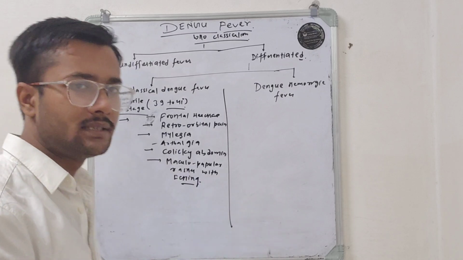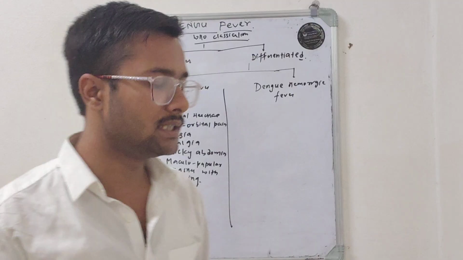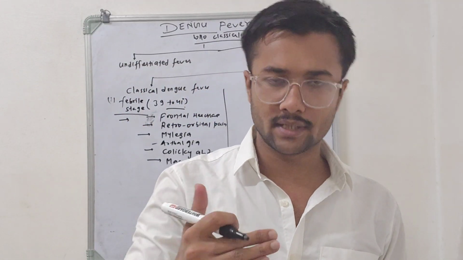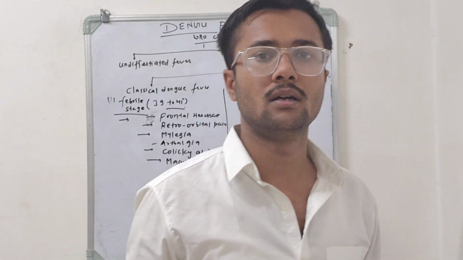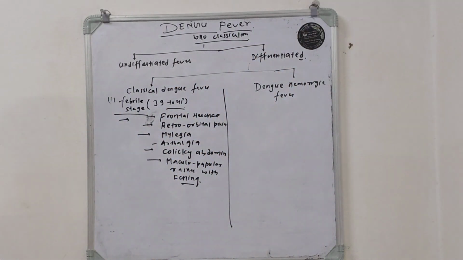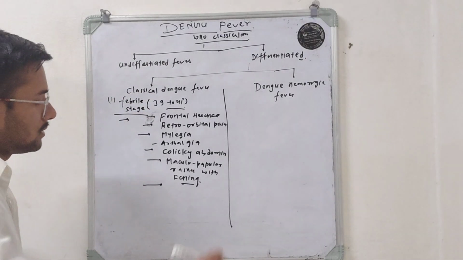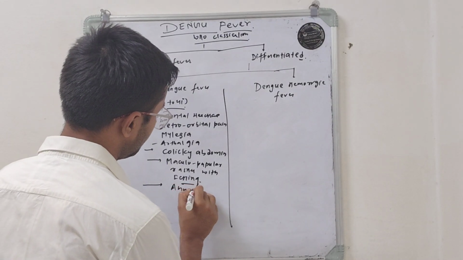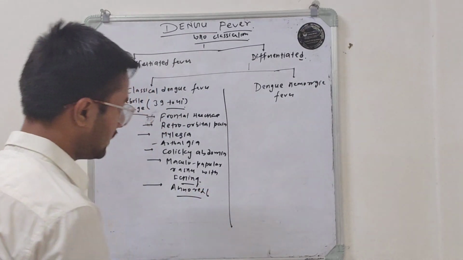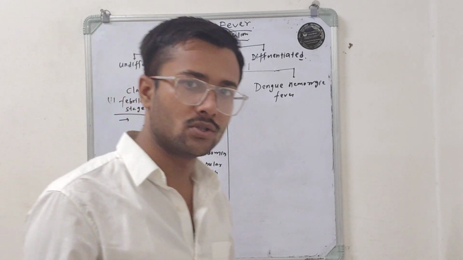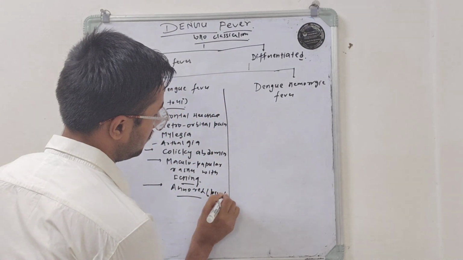In some patients the itching is seen in the earlier stages, while in some patients the itching is seen in the recovery phase. So itching is common in both the earlier and recovery phases. What are the more features? The patient may have anorexia. Anorexia means they have no urge to eat, a loss of appetite.